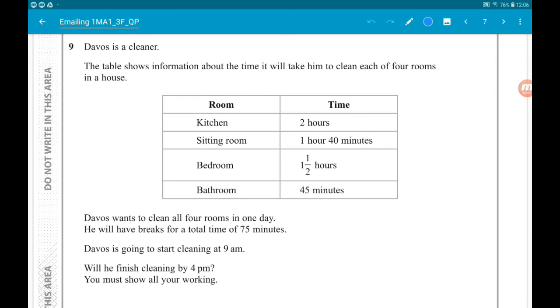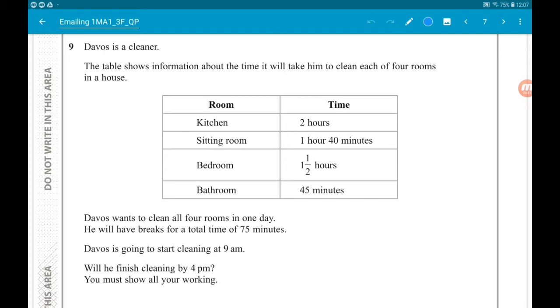Okay, number 9. Davos is a cleaner. The table shows information about the time it will take him to clean each of 4 rooms in a house. So, come back to that. Davos wants to clean all 4 rooms in 1 day. Davos will have breaks for a total of 75 minutes. Davos is going to start cleaning at 9 AM. Will he finish cleaning by 4 PM? You must show all your working.